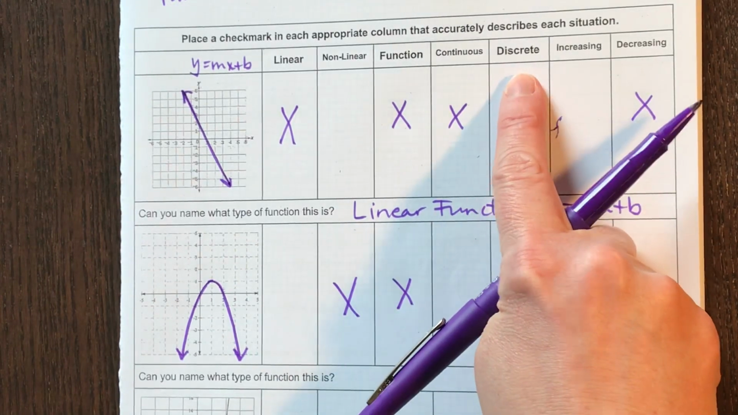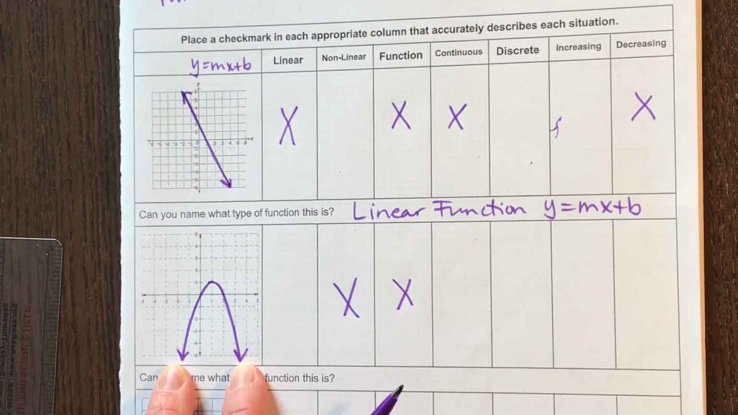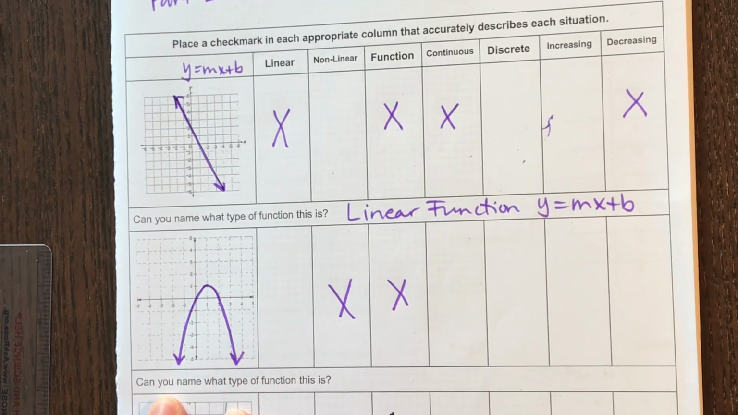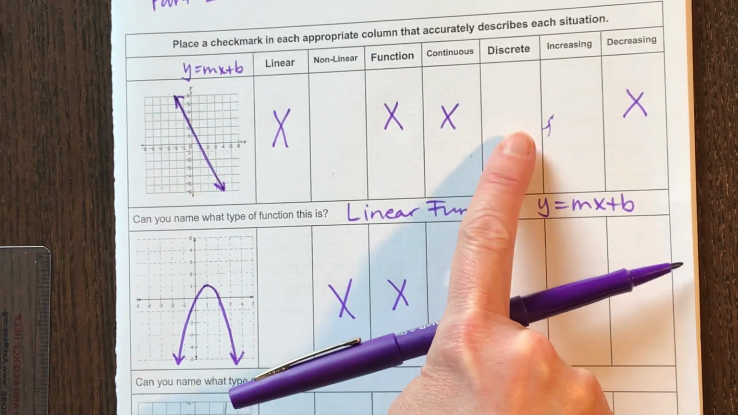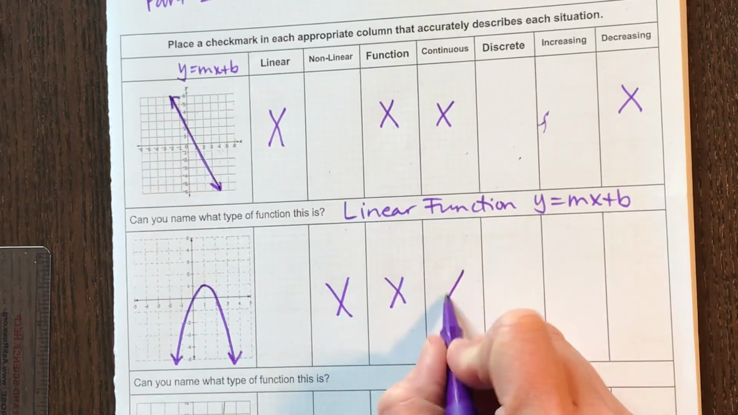Now, continuous or discrete, these arrows imply that your function is going to go down and down and down. And so there really is no stopping point like discrete would have. So this would be continuous.